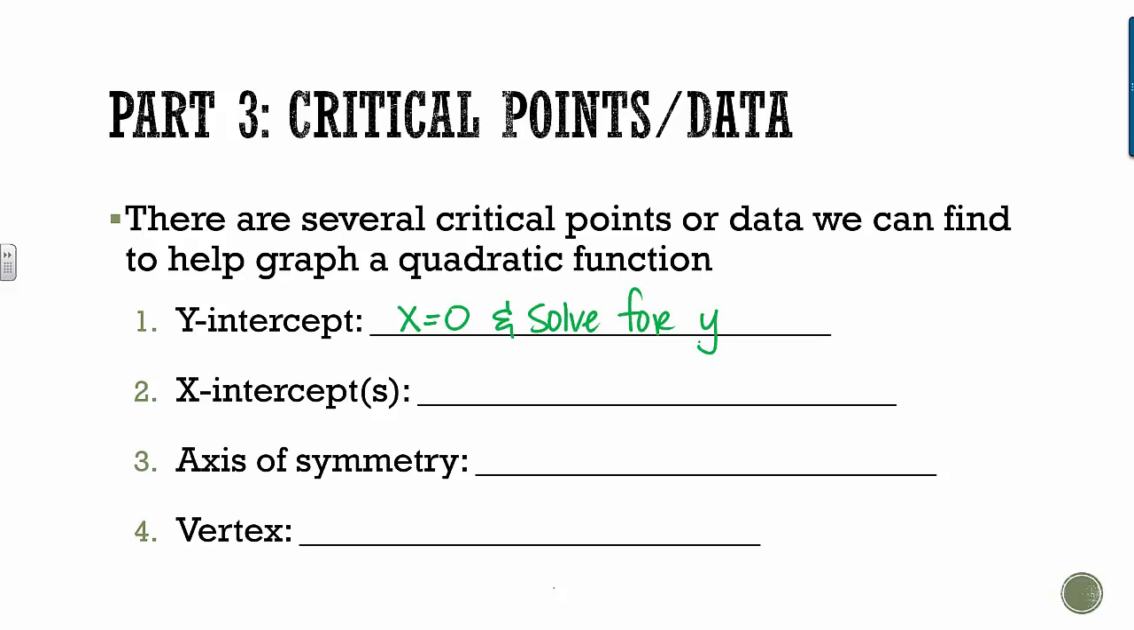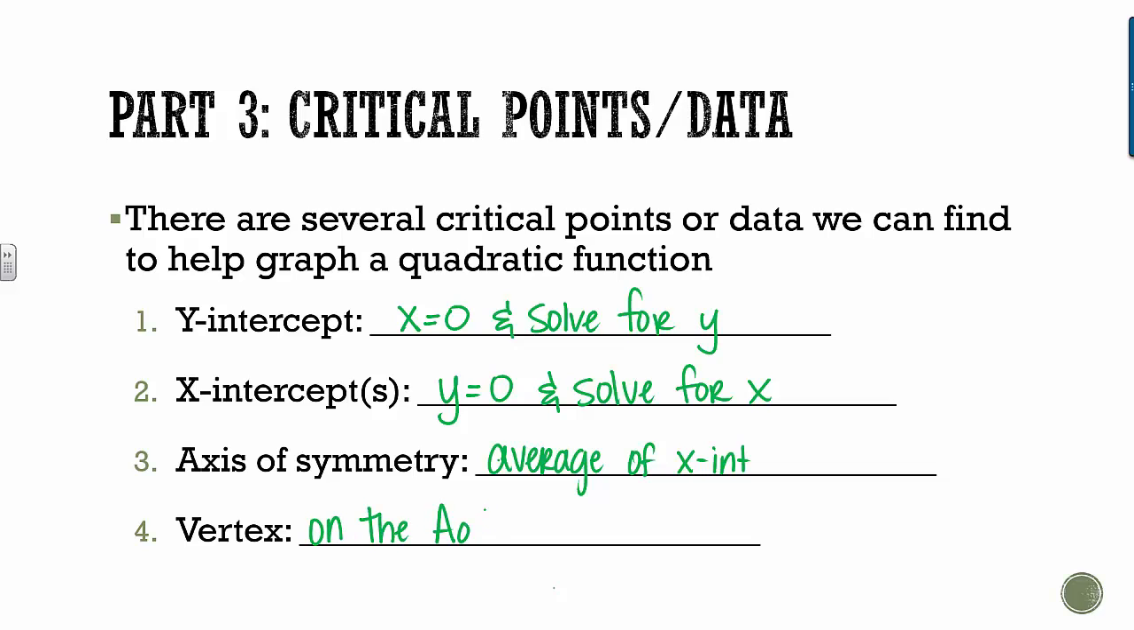We can do the same thing for the x-intercept. Sometimes there's 1, sometimes there's 2, and sometimes there's none. But when something crosses the x-axis, that means y is 0. So we're going to plug that in and solve for x. Your axis of symmetry cuts your graph in half. So your axis of symmetry is right in the middle of your x-intercepts, or the average of your x-intercepts. And then your vertex is on the axis of symmetry. And we're going to use the x value of this. Because remember, your axis of symmetry is always x equals some number. So you're going to take x and plug it into the equation to find y.